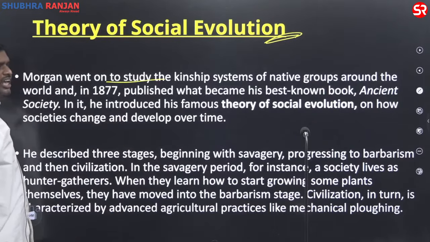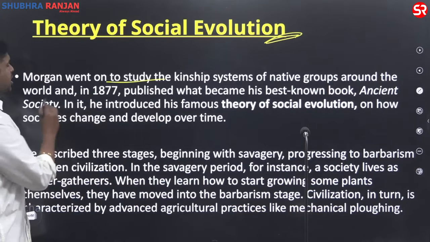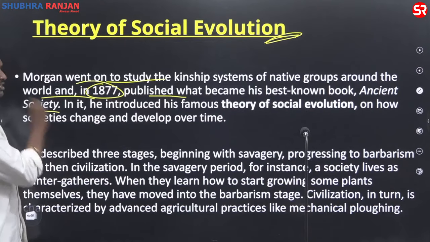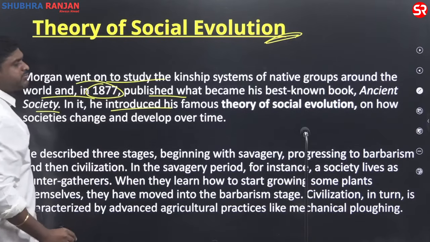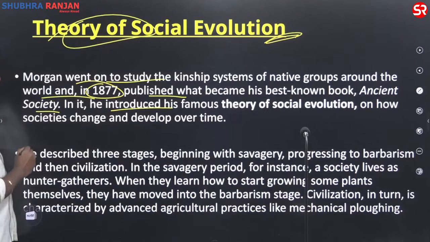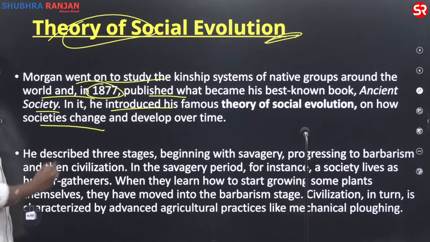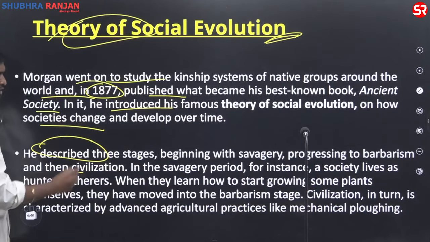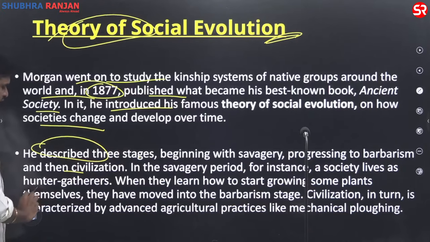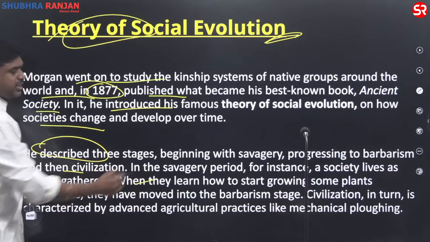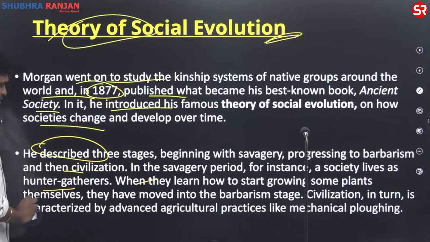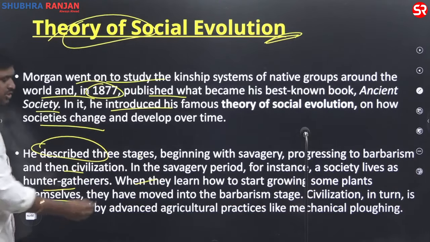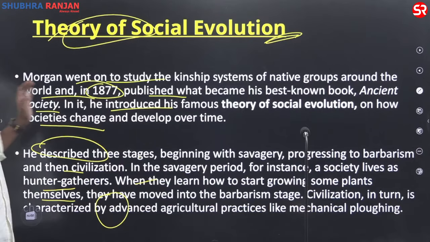Morgan went on to study the kinship of native groups around the world, and in 1871 published what became his best known book, Ancient Society. He introduced this famous theory called the theory of social evolution on how societies changed. He described three stages, beginning from savagery to barbarism to civilization. In the savagery period, for instance, society lives like hunter-gatherers. When they learn to start growing some plants themselves, they have moved into barbarism, meaning cultivation. Then civilization, when they started having some economic development.